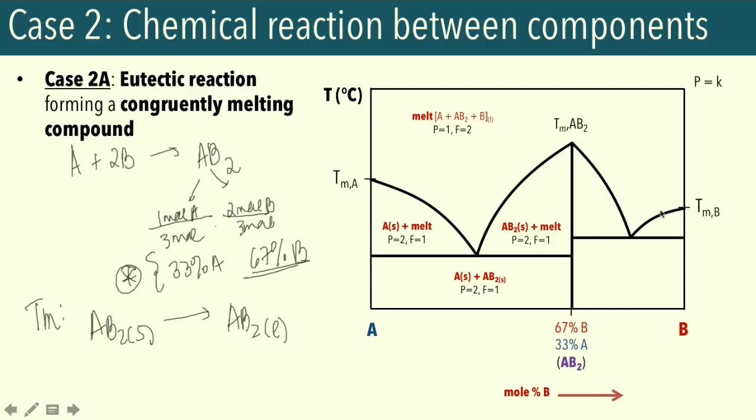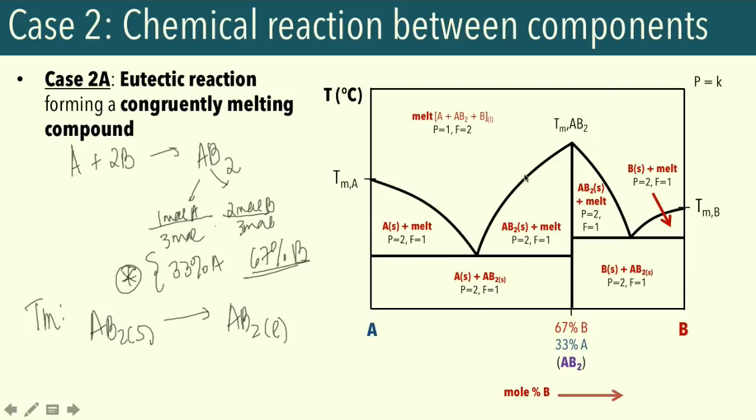And the same treatment can go in this region over here. In this region over here, we have our bordering phase, which is AB2 solid, and our melt. And in this region over here, we have our bordering phase, which is B solid and our melt. And over here, we have B solid and AB2. So this is pretty much straightforward. We were just applying what we know from our case 1 system.